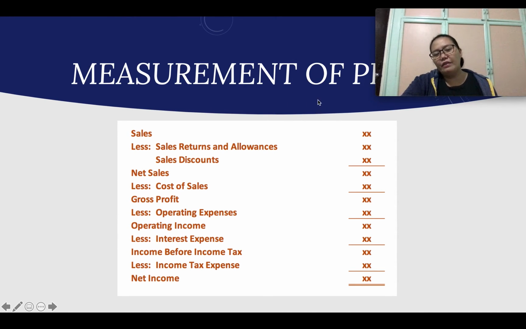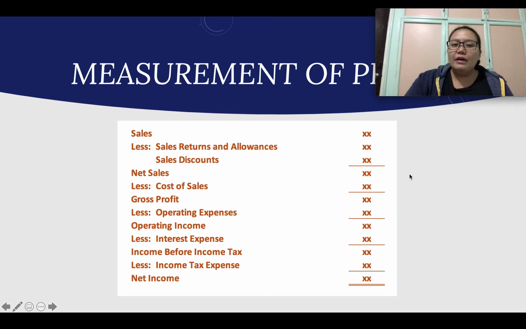Of course, we have the measurement of profit. So again, we start with sales. We deduct the sales returns and allowances and sales discounts in order to arrive at the net sales. Then, to arrive at the gross profit, we deduct the cost of sales.